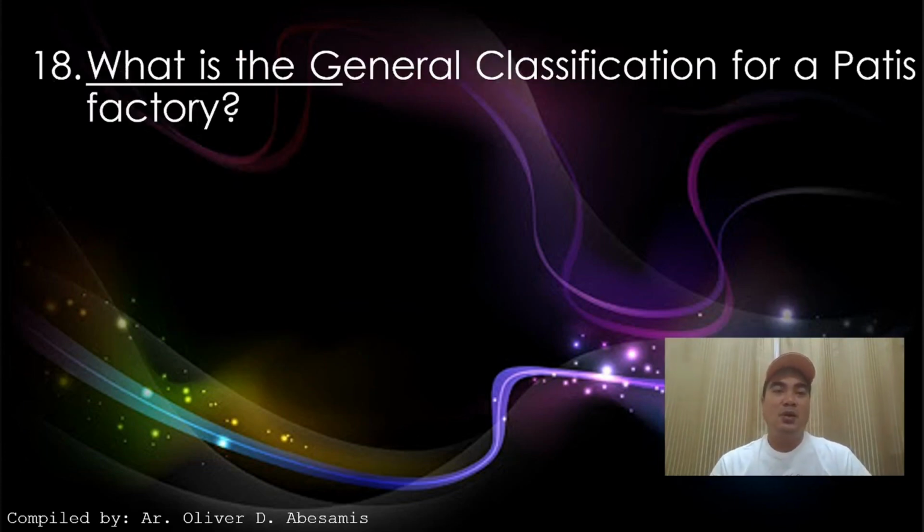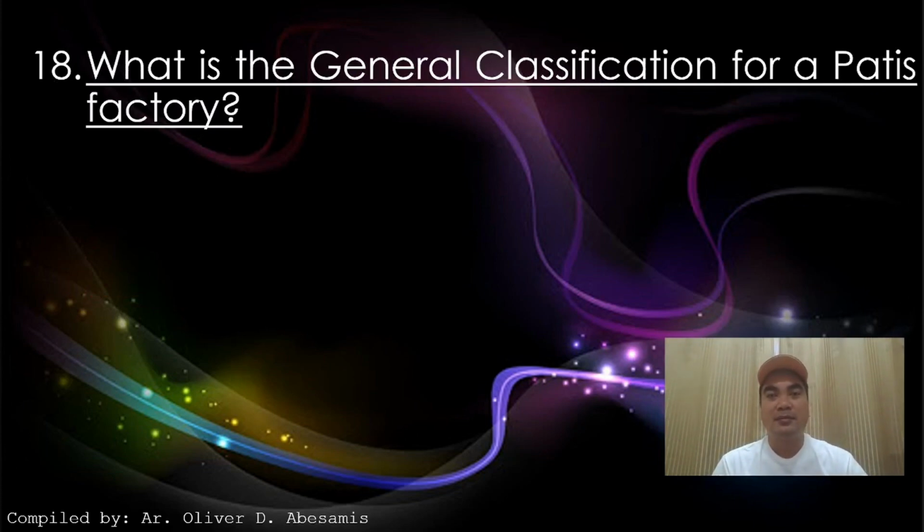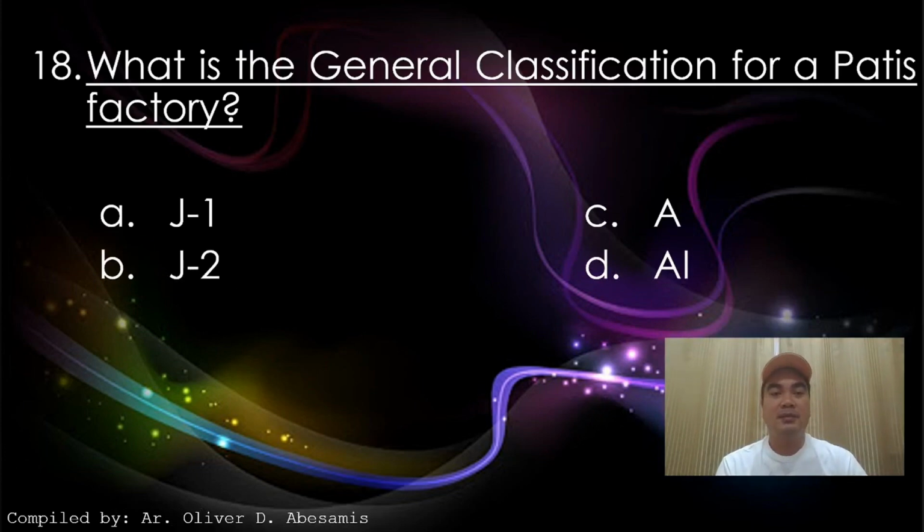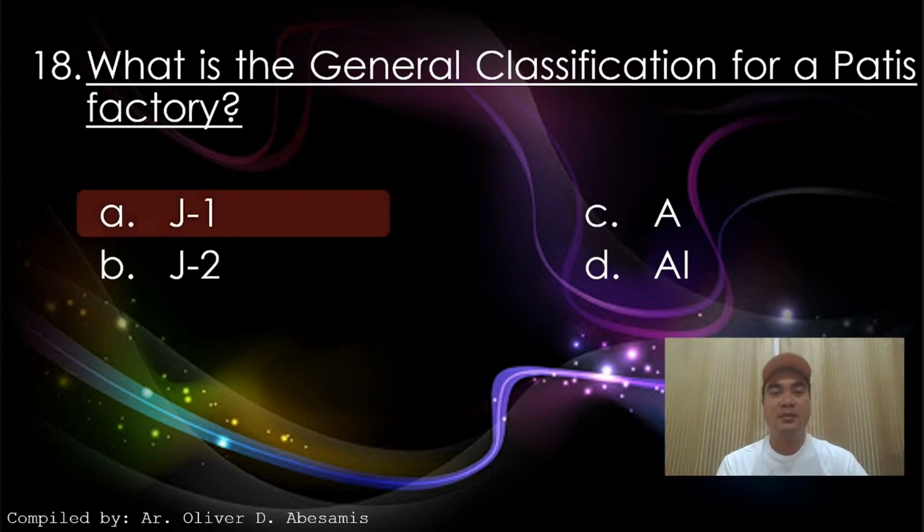18. What is the general classification for a patis factory? Again, what is the general classification for a patis factory? A. J1. B. J2. C. A. D. AI. Answer? A. J1.